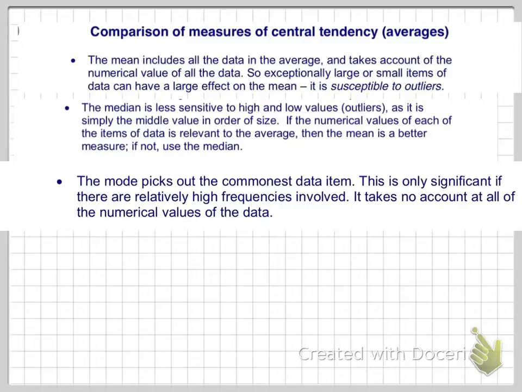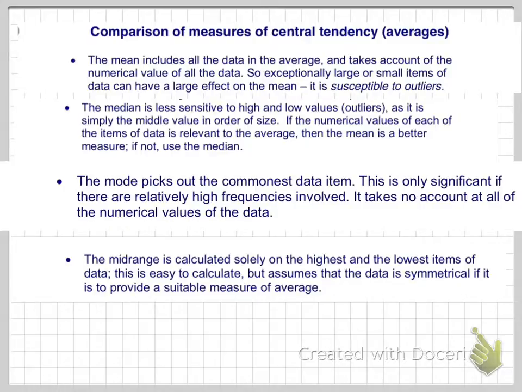The mode picks up the most common data set, and this is only significant if you've got relatively high frequencies involved. It takes into no account at all of the numerical values of the data. So when you have a lot of frequencies involved, then obviously the mode is really useful. And the mid-range is essentially calculated solely on the highest and lowest items, and this is easy to calculate, but assumes that the data is symmetrical if it is to provide a suitable measure of average. So if it's not symmetrical, then the mid-range wouldn't be a suitable means of calculating an average.